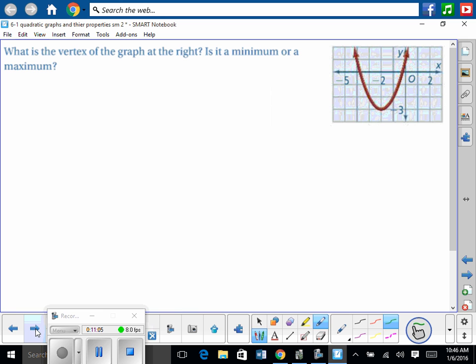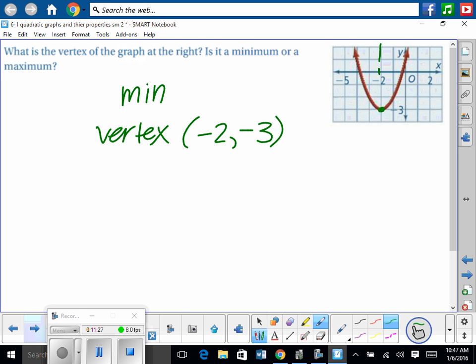What's the vertex of the graph? Is it a maximum or minimum? So once again, is this a max or min? It's a minimum. Very good. It has a lowest point. And then what is the vertex? -2, down 3. -2, -3. And if I wanted to draw in my axis of symmetry, I could. Questions on that? We're all good so far. All feeling okay? Okay.